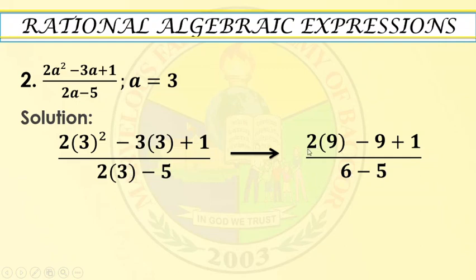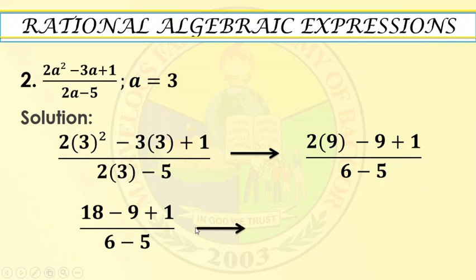And then next, multiply natin 2 times 9, the answer is 18 minus 9 plus 1 over 6 minus 5. Okay? Next, we're going to add and subtract the numerator and the denominator. Okay, so 18 minus 9, the answer is 9. Plus 1, the answer is 10. Okay, 6 minus 5, the answer is 1. Okay, so 10 over 1, the answer is 10. Okay, so our answer here is equals to 10, not 10 over 1. Okay, so ang sagot dito ay 10, hindi po 10 over 1.